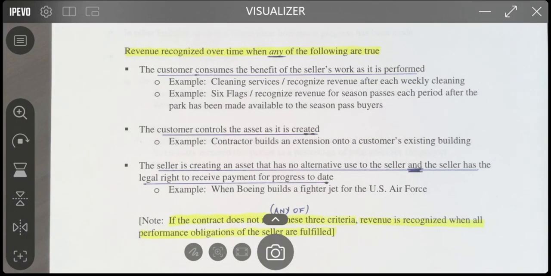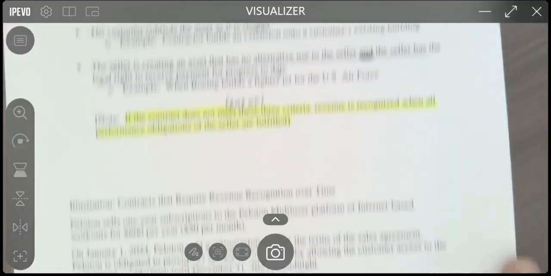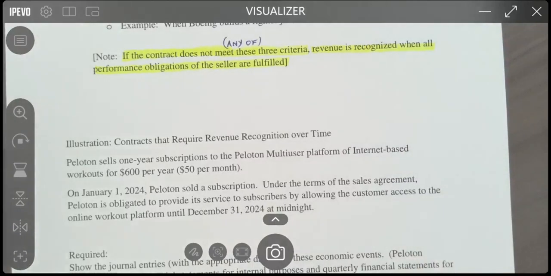So, what if one of these isn't true? If the contract does not meet any of these three criteria, the revenue will be recognized when all the performance obligations of the seller are fulfilled. In other words, at the end, when the fighter jet is delivered, when the extension on the building is complete and it's opened up for business. Okay, let's look at an example with the Peloton operations.